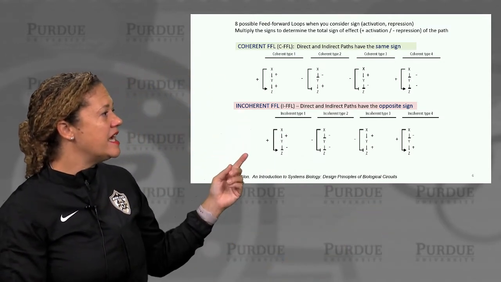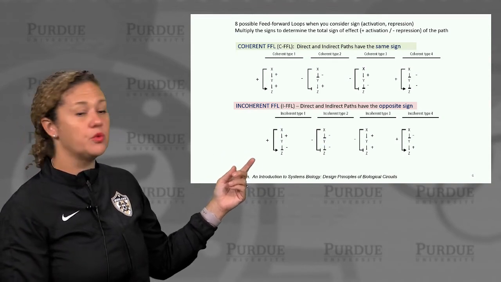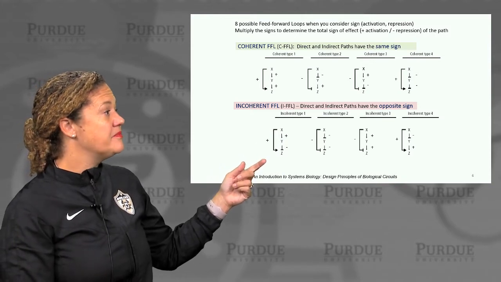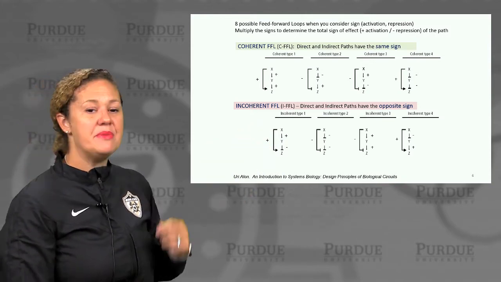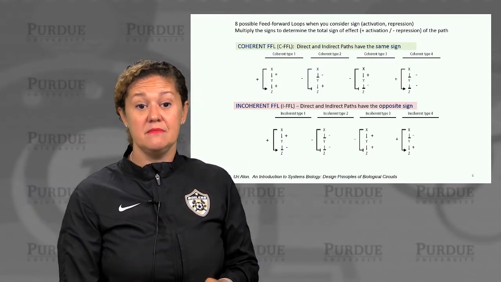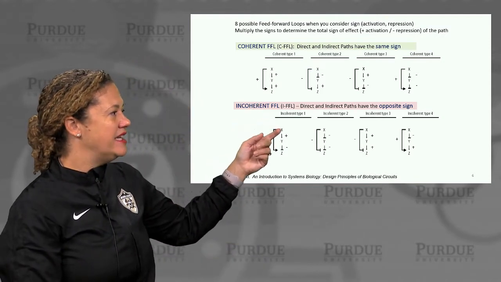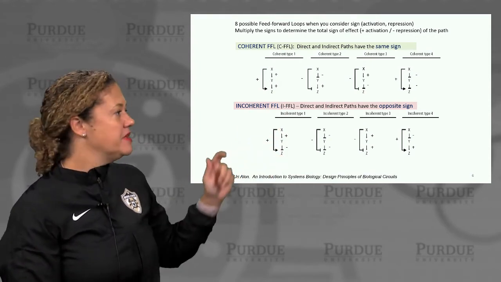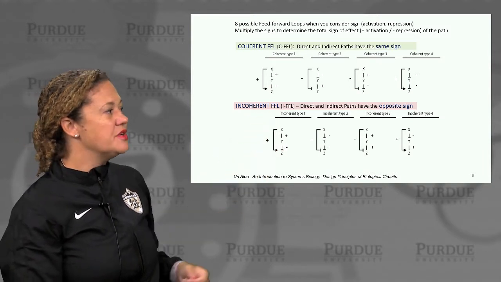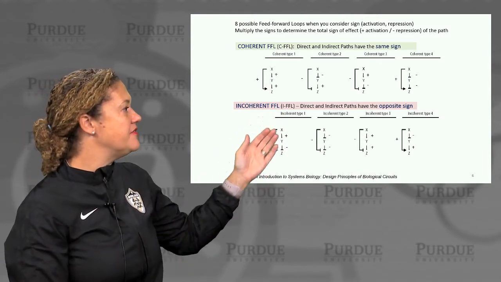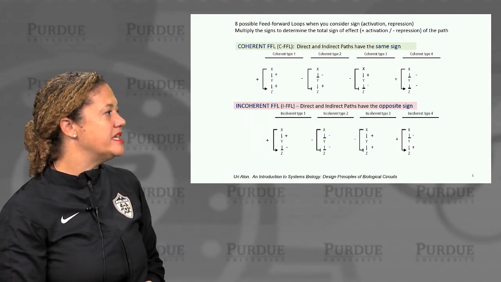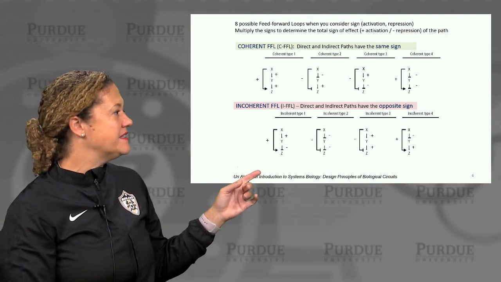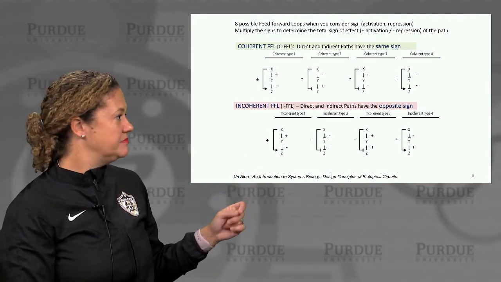Whereas look down here at our type 1 incoherent feed-forward loop now. So X again has an activating effect on Z, and X again activates Y, but now Y is a repressor of Z. So we are now activating a repressor. The net result of that is repression. Positive times negative equals a negative sign. So the effect of the indirect path in our incoherent type 1 now is repression or negative. Activating a repressor is repression. Okay?